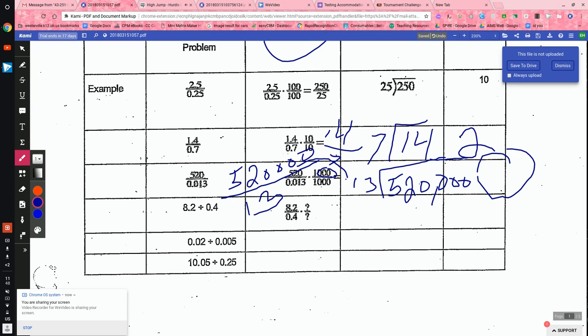The next one, they're asking you what you should multiply by to get whole numbers. Well, 8.2, 8 times 10 is 80. 2 times 10 is 2, or 2/10 times 10. So we're going to make this 10 over 10. You're going to get 82 over 4. So then you got to do the division. How many 4s go in 82? You'll get your answer. 2 to go.